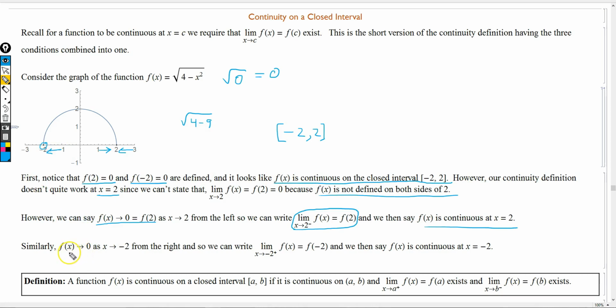So we note that f of x converges to 0, which is f of -2, as x approaches -2 from the right. So we can write limit as x approaches -2 from the right of f of x equals f of -2. And we then say f of x is continuous at -2 because this condition is satisfied. So in other words, at the end points of our interval of interest, we only consider right and left hand limits and not full limits. That's all. Pretty easy. So here's a definition.